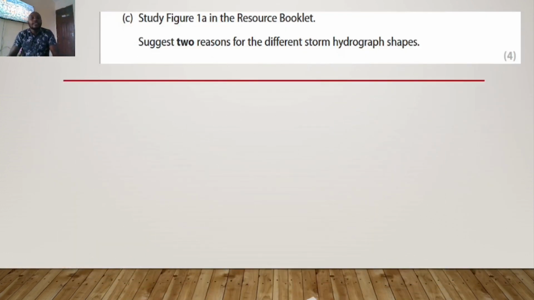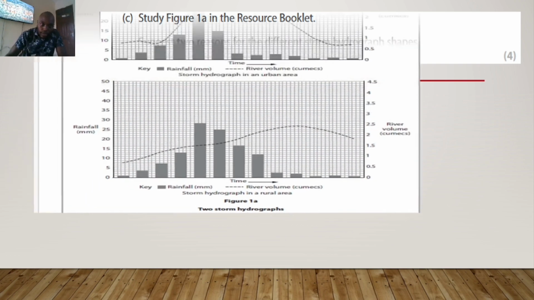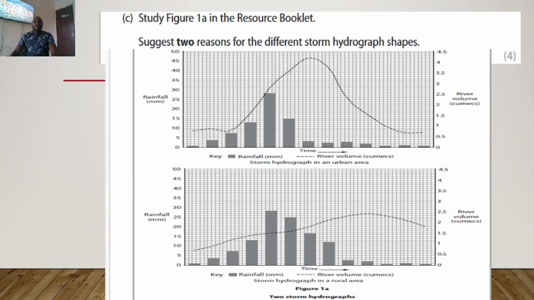Then we talk about this one: study Figure 1A in the resource booklet, which suggests 2 reasons for the different storm hydrograph shapes. 4 marks. You study the figure. What is that figure? Let's look at the figure. You're supposed to study this figure in the resource booklet, and then suggest 2 reasons for the different storm hydrograph shapes.